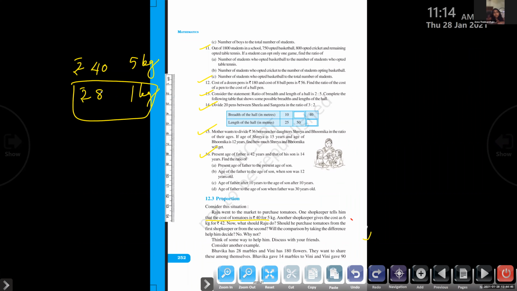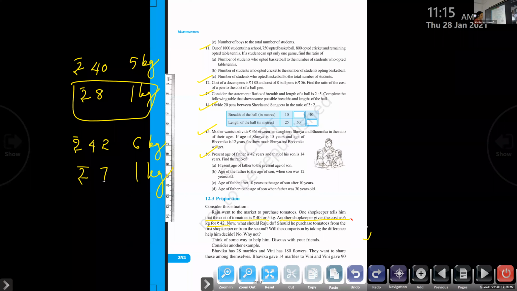Okay, another shopkeeper gives the cost of 6 kilograms for rupees 42. Rupees 42 for how many kilograms? For 6 kilograms. So what about 1 kilogram? Rupees 7. Which shop will he buy tomatoes from? The second. Did you get the idea?